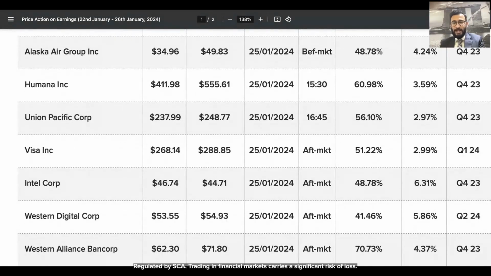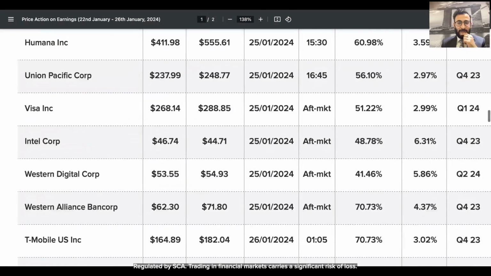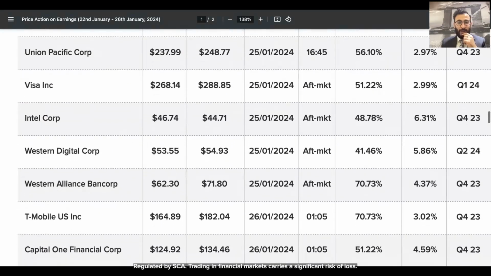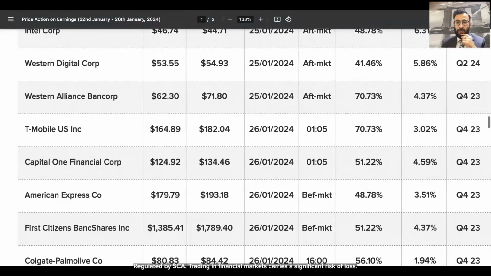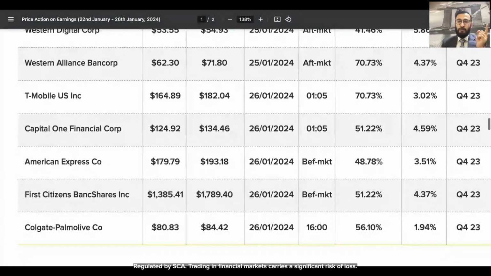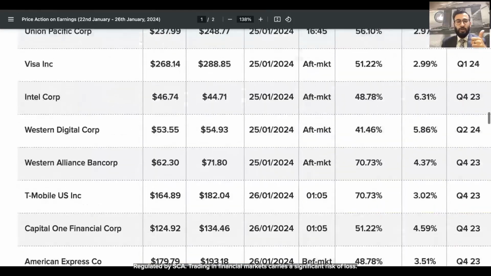Visa and Intel are going to show their earnings after the market. Western Digital Corp, Western Alliance Bank Corp, again after the market, followed by T-Mobile and Capital One Financial Corp. Tomorrow, before market, it will be American Express, Colgate Palmolive, and First Citizens. So you can look for their earnings.